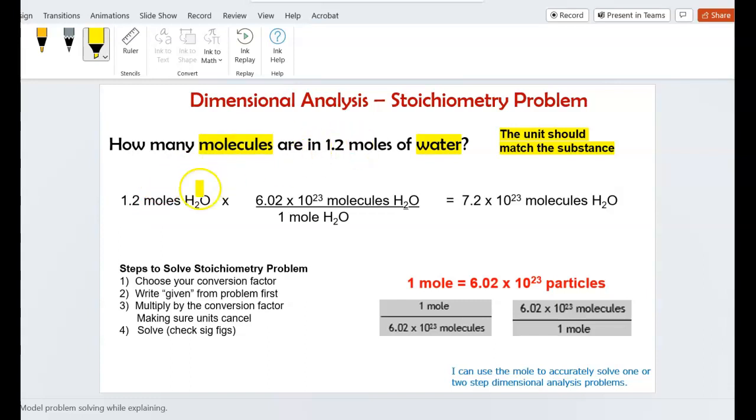So I'm going to start with what's given in the problem and then multiply it by my conversion factor. Again, I don't want to write it as an equal sign because that's not going to help us. I'm going to choose one of these fractions. I'm choosing the one with the mole on the bottom because moles of water has to cancel out with moles of water so that we're changing it over to molecules. That's the idea of dimensional analysis, to convert units. So units have to match diagonally or top to bottom.